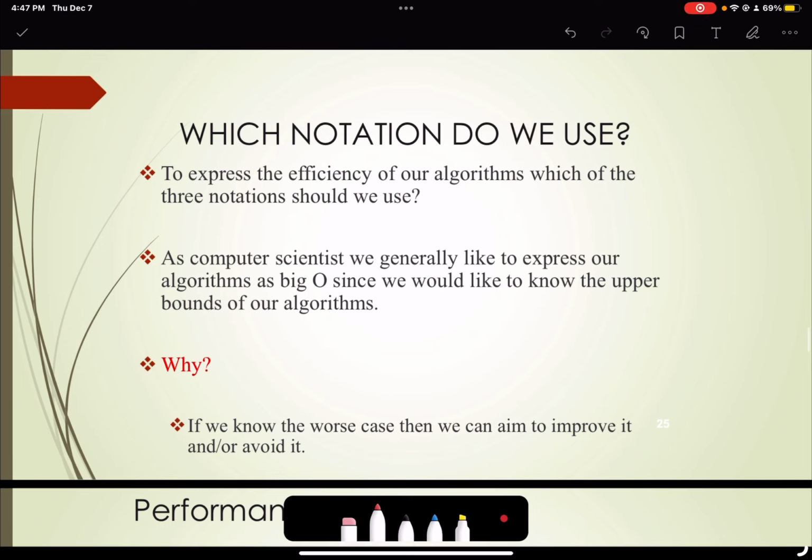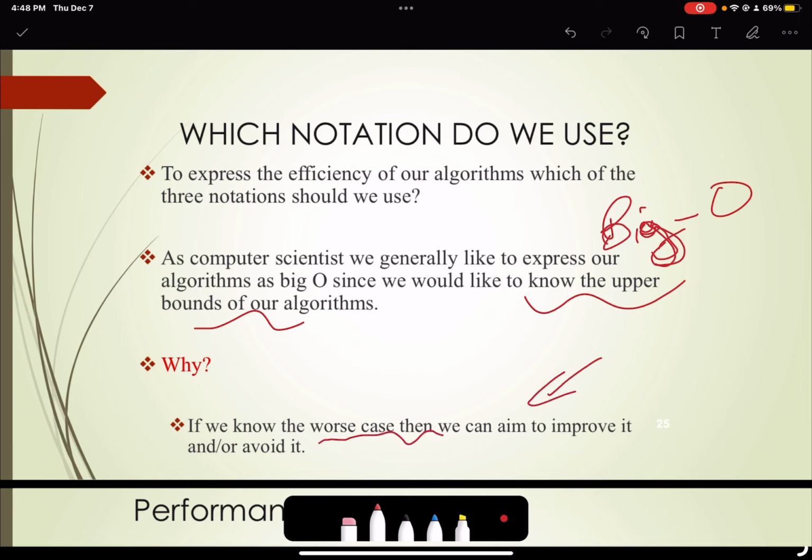So which notation should we use for representing our algorithm? Mostly big O notation is used. And why? Because it gives us the upper bound of the algorithm, how badly our algorithm can perform. Scientists are mostly interested in understanding the maximum, worst-case or upper bound complexity of an algorithm in terms of the number of steps. If we know the worst case, then we can improve it, and we can devise steps to update the algorithm to avoid it.